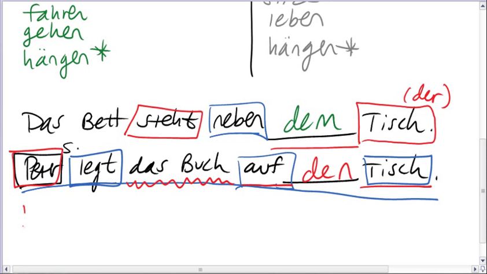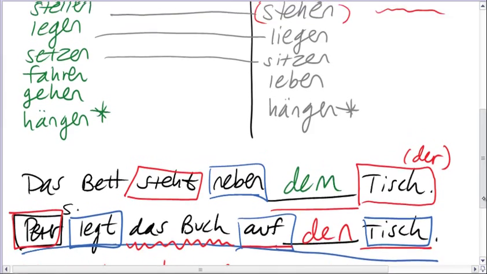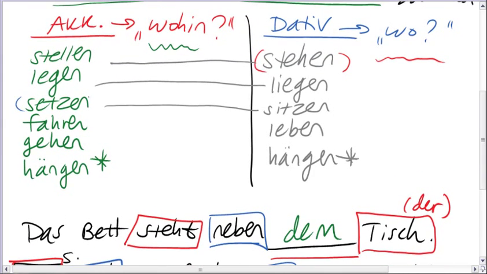Or another example, this time a question. Kann ich mich auf die Couch setzen? Kann ich mich auf die Couch setzen? So setzen, we see up here, it's an accusative verb.